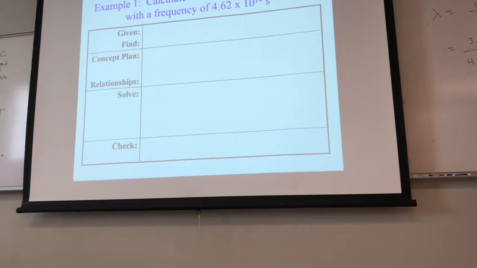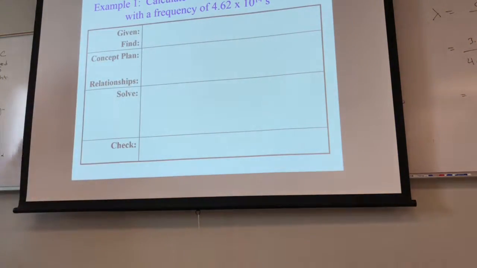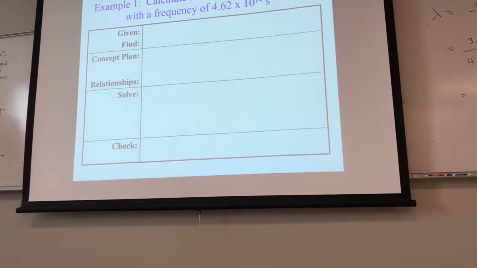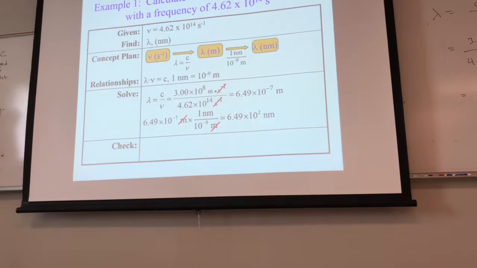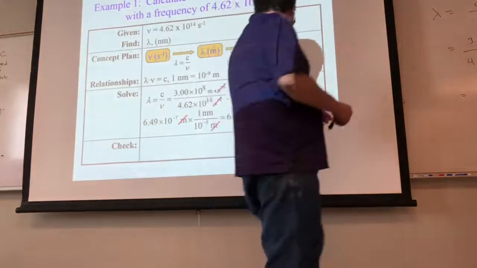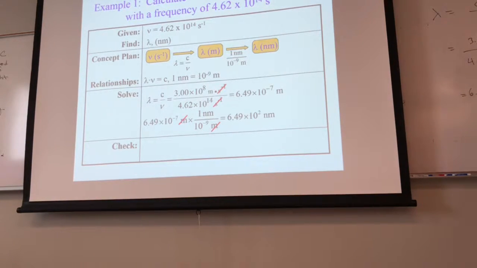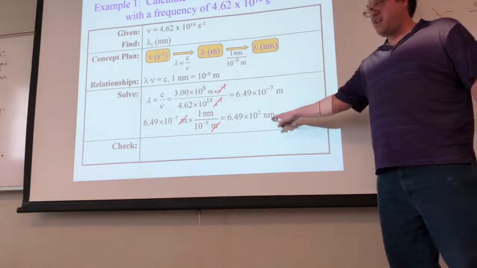Does everybody see the seconds here cancel, and you're left with something that's going to be in meters? Okay? So doing the math here is not the problem. The problem is recognizing how you should express this number. This number, when you do the math, is 6.49 times 10 to the minus 7. But the unit that we usually express waves in is nanometers.